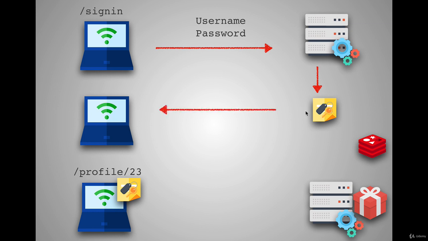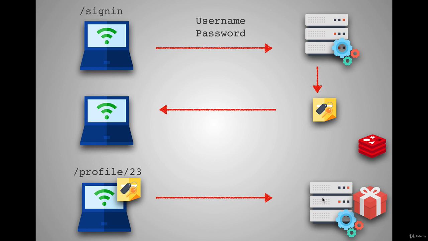user so that next time they access any of the routes that are protected or require authentication, like profile 23, they'll have to send this JWT token with them. So that when a user gets a profile or updates a profile by doing a post request, well, they have to send the JWT token to the server.